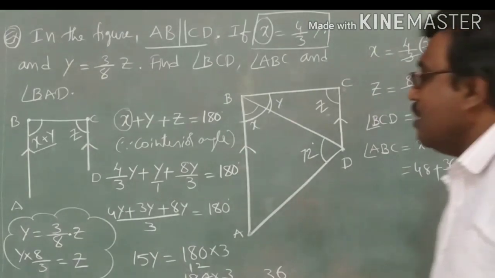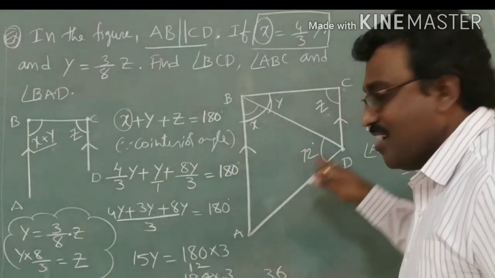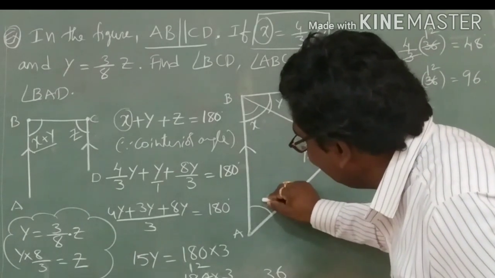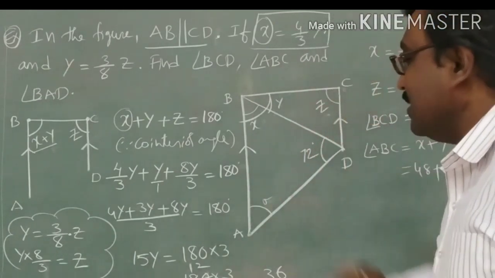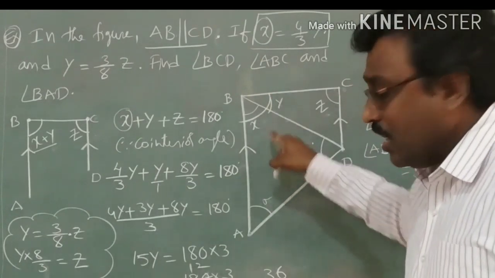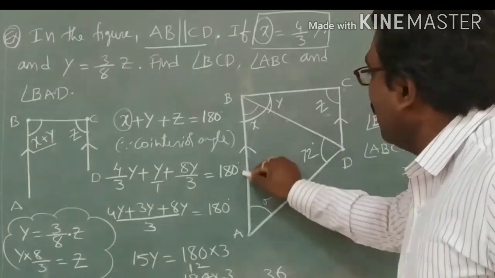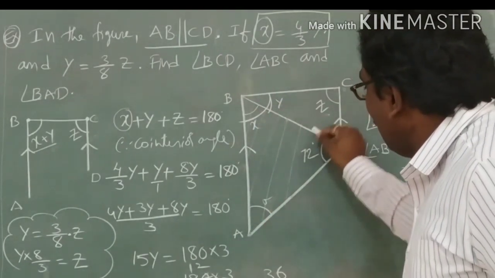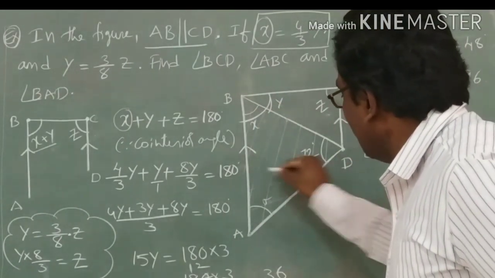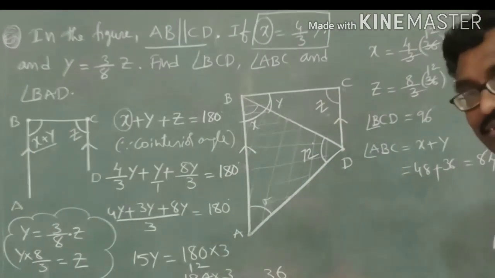Now third angle. BAD. We don't know this. Let me consider as A. Then see, we can find this in different ways also. One of the best way. Now I am shading one part. Okay, I am shading one part. Tell me what is that part?